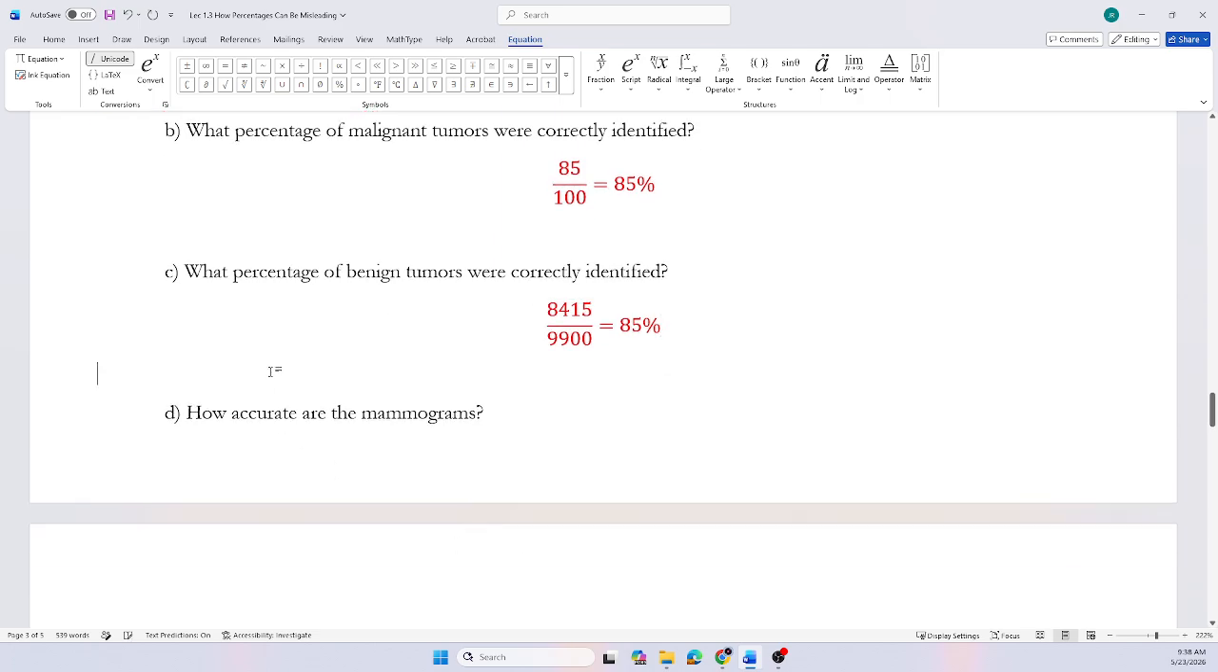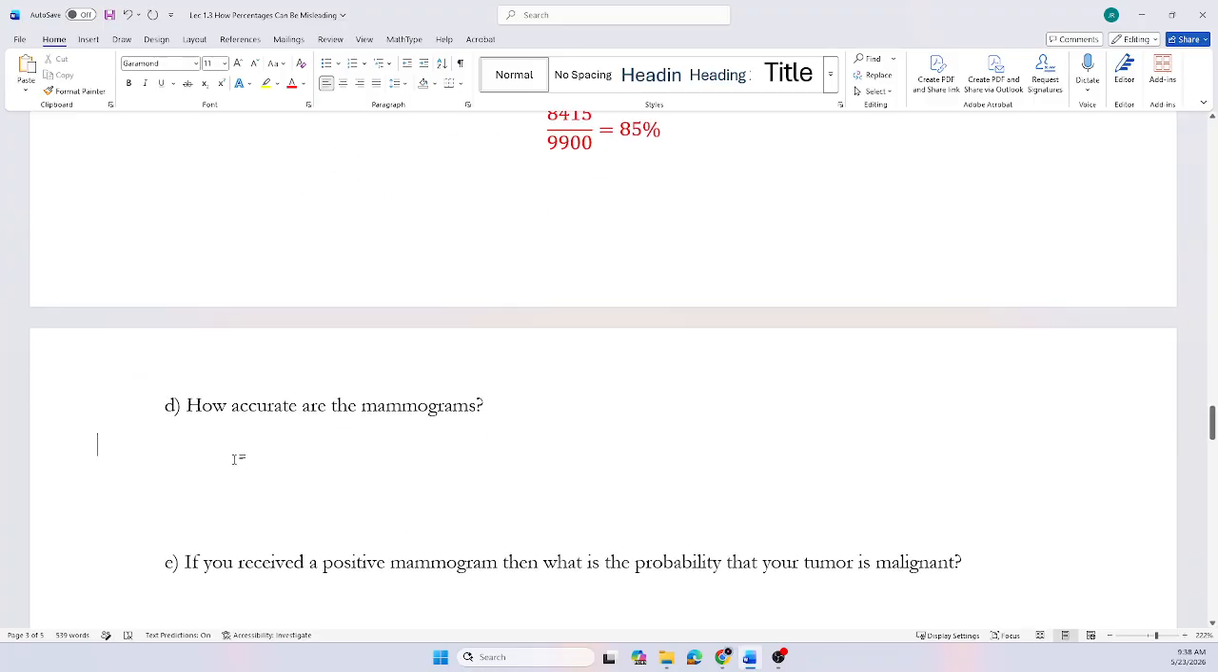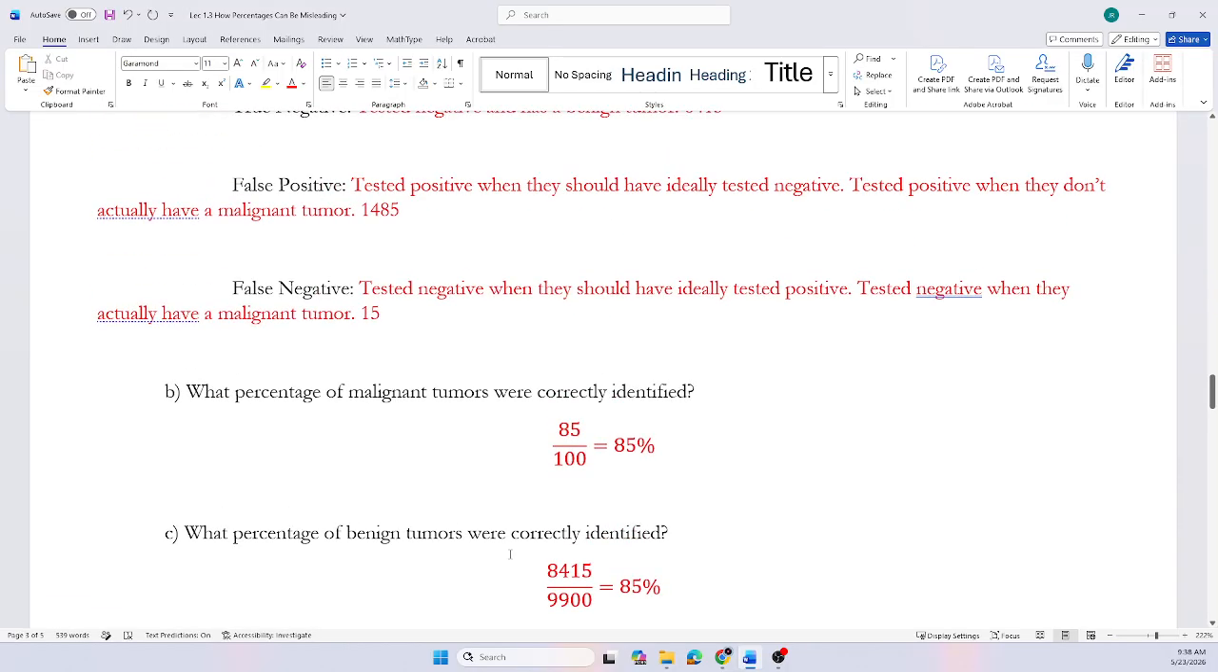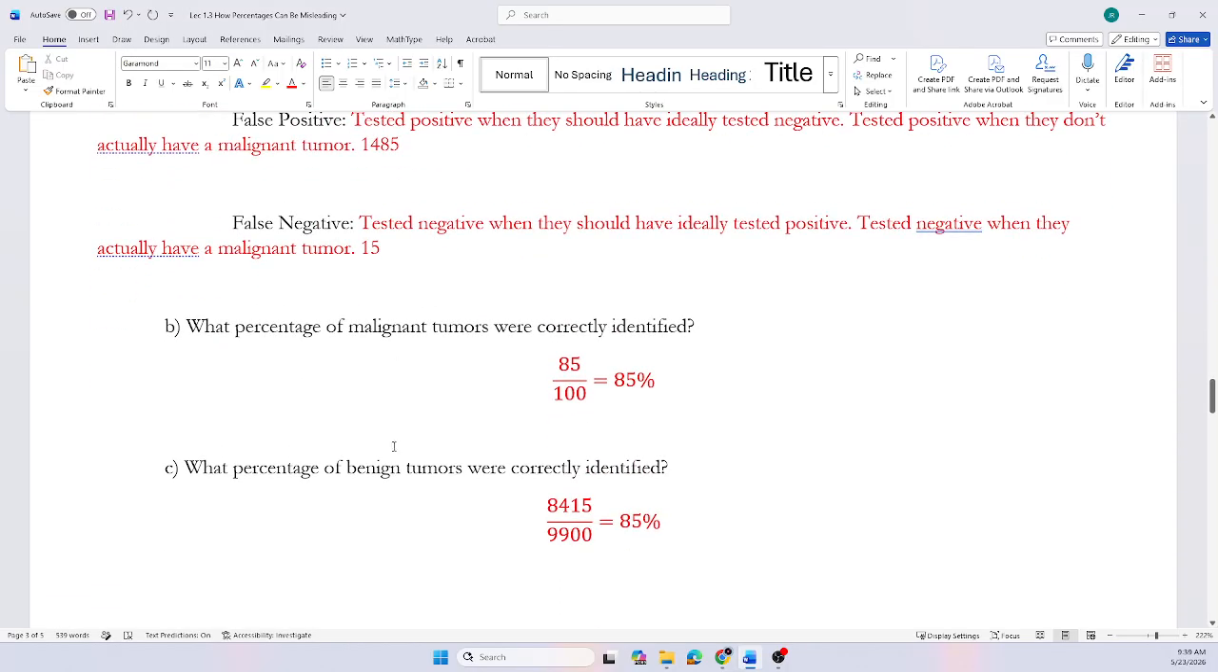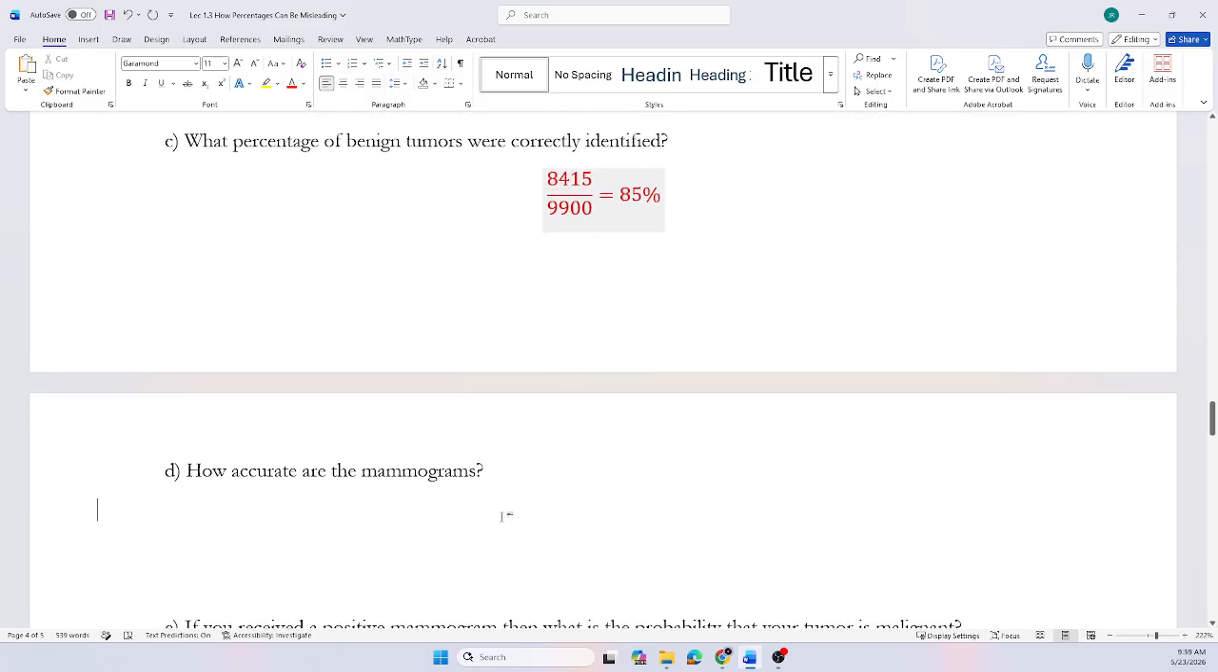So that begs the question, how accurate are the mammograms? Well, there's two possible situations. Either you have a malignant tumor or a benign tumor. If you have a malignant tumor, there's an 85% chance it's going to get correctly identified, according to this data. If you have a benign tumor, then there's an 85% chance it's going to be correctly identified. So overall, it'd be factually correct to say that the mammogram is 85% accurate.